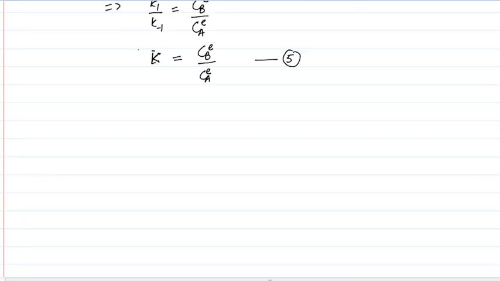Now suppose at any time t, alpha A is the concentration of A, that can be equal to the initial concentration of A minus the concentration of A at the equilibrium stage. And similarly we can write alpha B is equal to CB minus CB equilibrium. So this is equation 6.